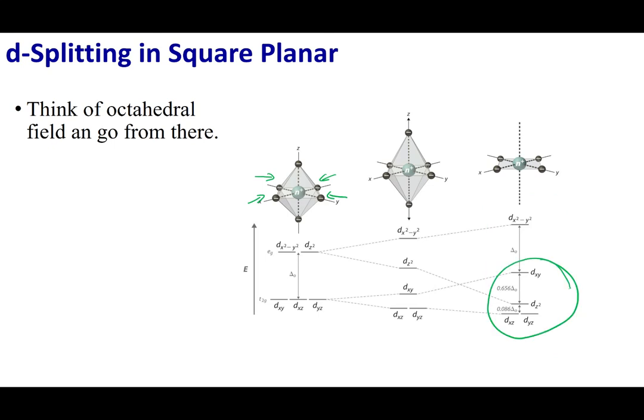When you fill electrons with this splitting diagram, I want you to understand that these four orbitals on the bottom are very close in energy. So you want to promote electrons up into the dxy before you start pairing them up. The dx squared minus y squared is the last orbital that you want to try to put electrons into.